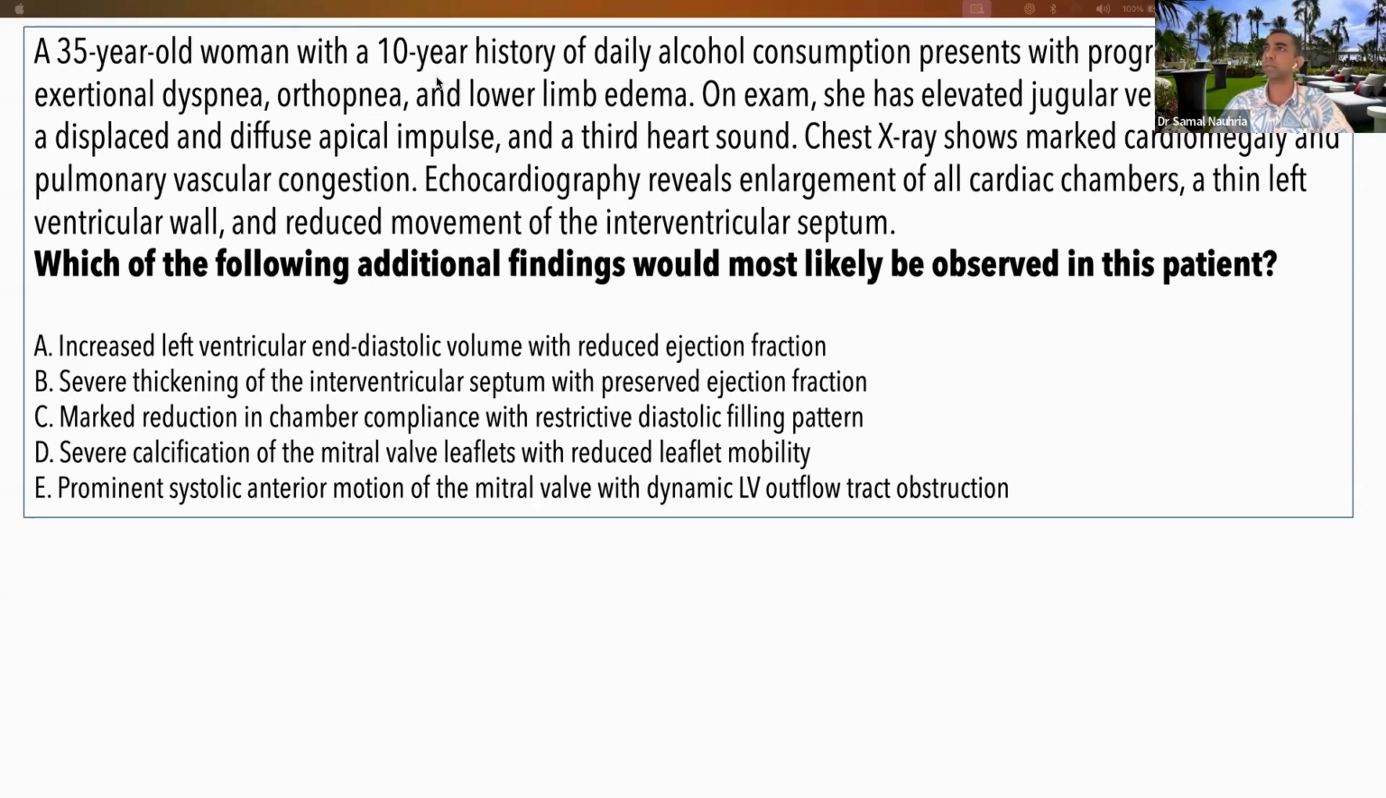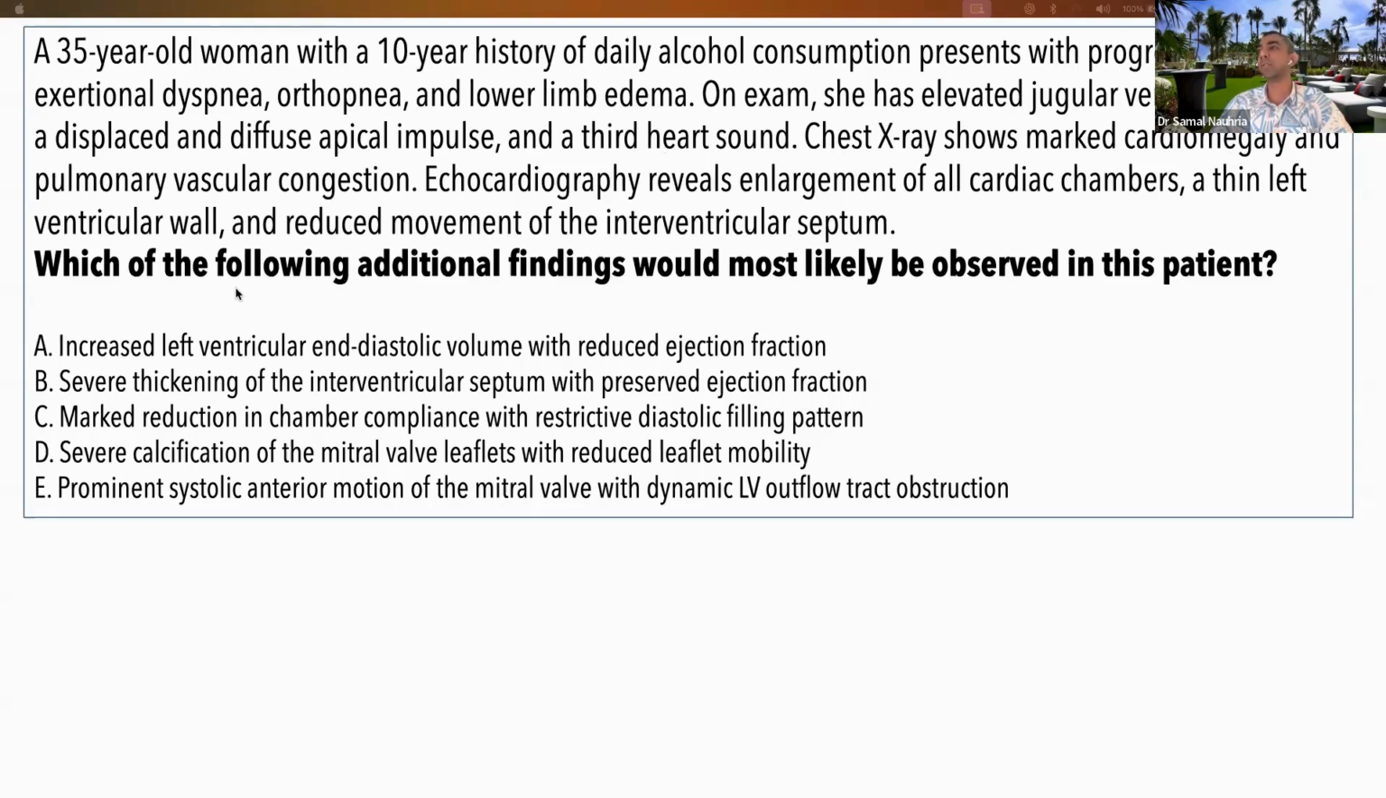A 35-year-old with a 10-year history of daily alcohol use, progressive exertional dyspnea, orthopnea, and lower limb edema, so definitely the heart is undergoing some failure. Elevated jugular venous pressure, displaced and diffuse apical impulse, and a third heart sound. Chest X-ray shows marked cardiomegaly and pulmonary vascular congestion. Echo reveals enlargement of all cardiac chambers, a thin left ventricular wall, and reduced movement of the interventricular septum.